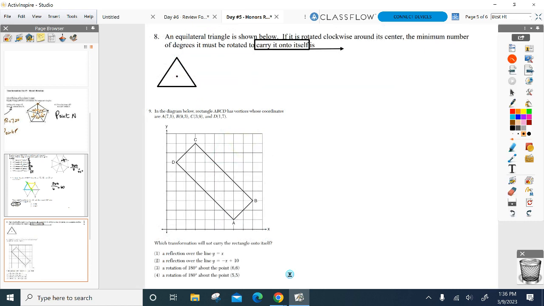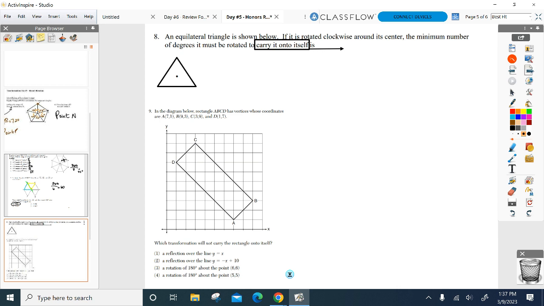Ooh, all right, now a little equilateral triangle. I'm going to rotate it clockwise. What's the minimum number of degrees I can rotate it to carry it onto itself? All right, little vocabulary term up there. Carry it onto itself. What do you think we're looking for here? How many degrees for it to do what? Carry it onto itself? What do you think there, Nick?